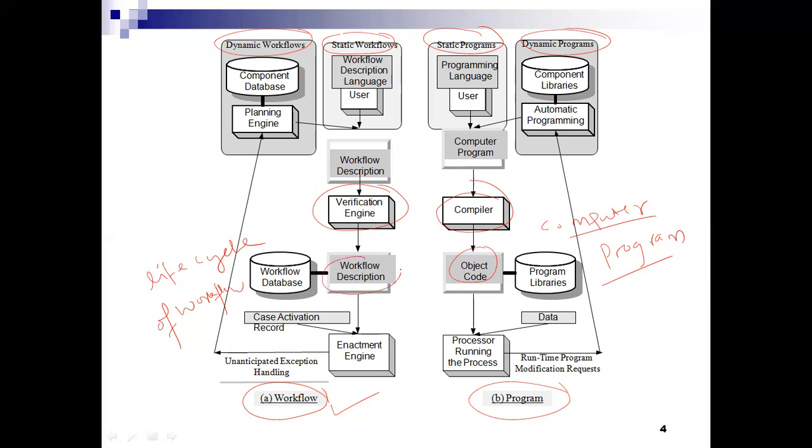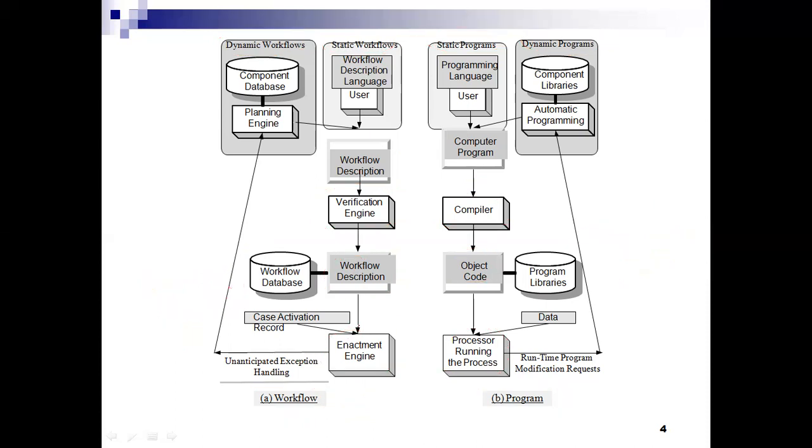So here we have the workflow description, and the processor running the process is similar to the enactment engine in the life cycle of the workflow. So these are the similarities. The workflow definition is analogous to writing a program. Planning is analogous to automatic program generation. Verification corresponds to syntactic verification of a program.